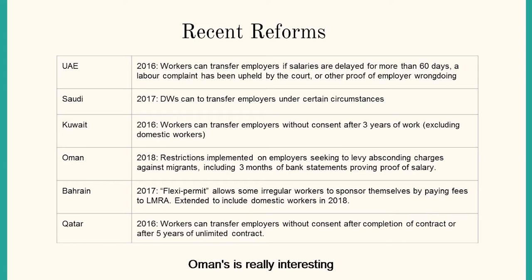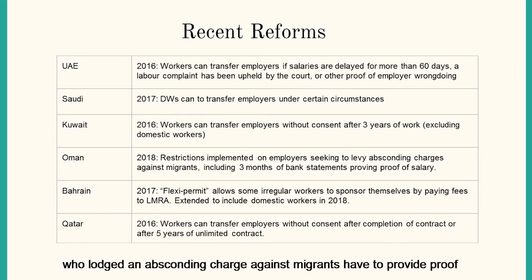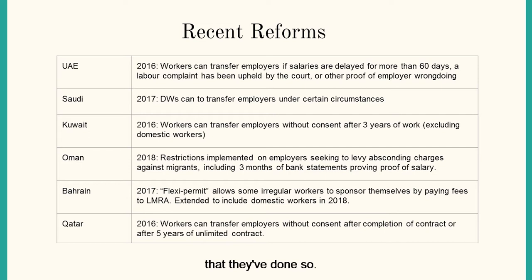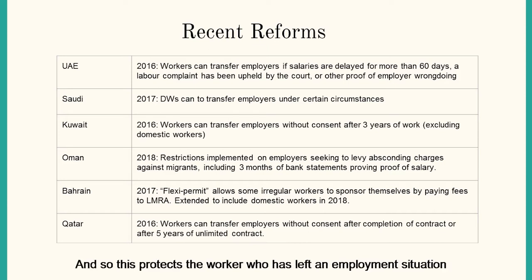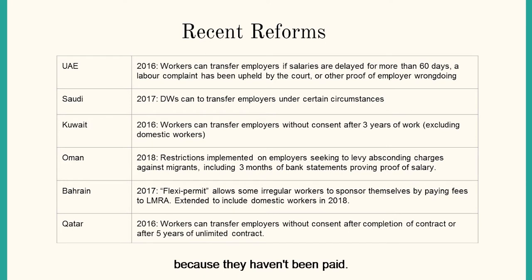Oman's is really interesting. Last year, they announced a decree in which employers who lodge an absconding charge against migrants have to provide proof that they've done so. And that proof can be in the form of showing that they have paid the worker for 3 months. So this protects a worker who has left an employment situation because they haven't been paid.